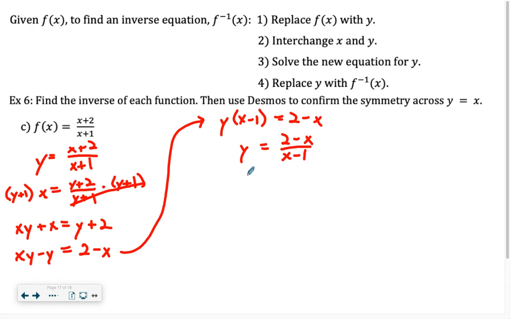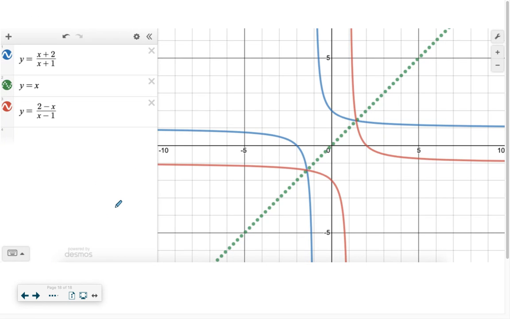And then the final step, replace y with f inverse. So the inverse of my original function is (2 minus x) over (x minus 1). So this function would undo this function. And again, if we look at those, okay, we can see that they are actually reflections of each other across the line y equals x.